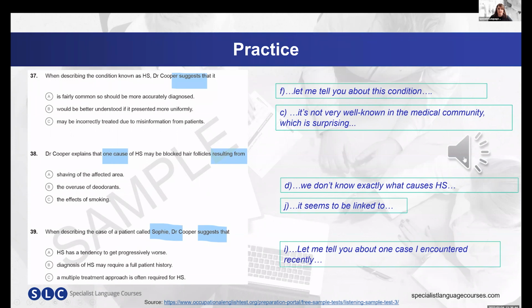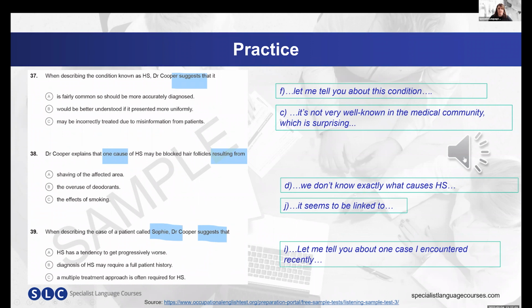It's not a very well-known disease in the medical community, which is surprising, as it affects about 1% of the population, and early occurrences are commonly misdiagnosed as simple nodules or abscesses. This is unfortunate, as the condition can be very distressing for the patient.